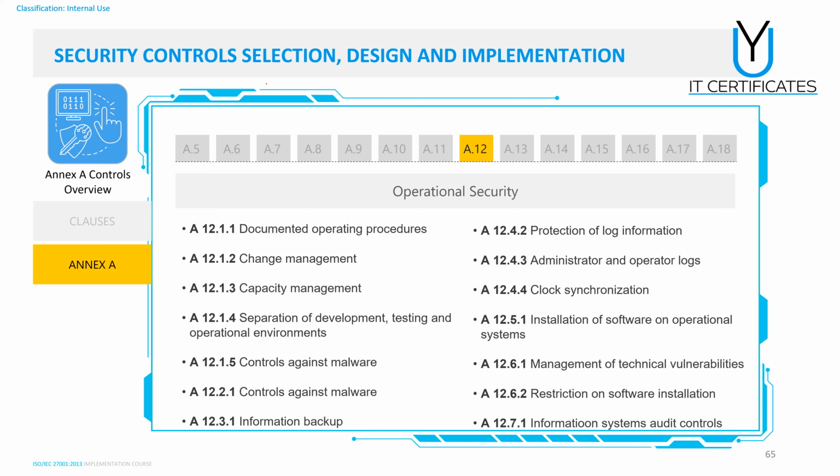In operational security, of course, the operating procedure, the documented operating procedure, is very important. This is one of the main important tasks for the operation team. They have to properly document all the processes, operations and procedures, because this will be used forever.